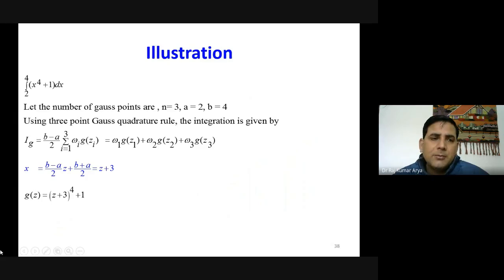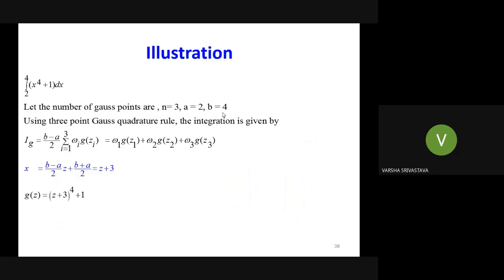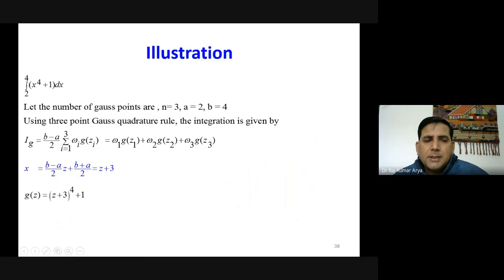Now we will take one example to see how it works. So let's say you want to integrate from 2 to 4 of x^4 plus 1 dx, right? So now we want to take 3 points. So let the number of Gauss points be n equal to 3. Your a is here 2, b is equal to here 4, correct?